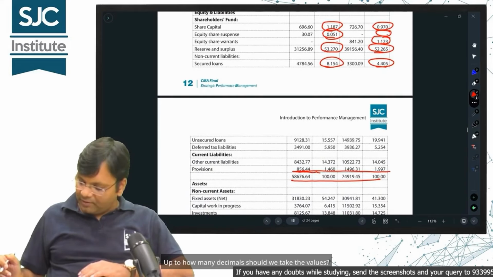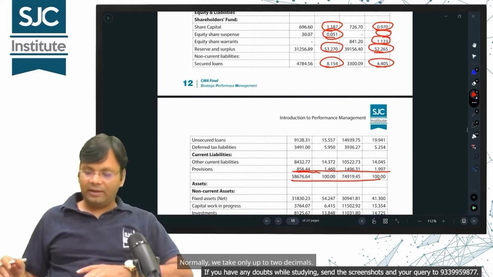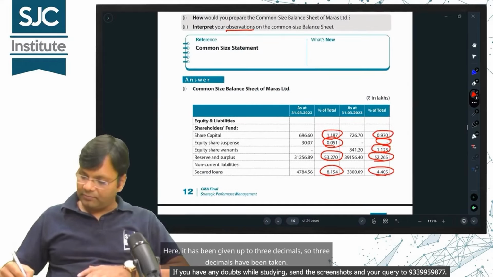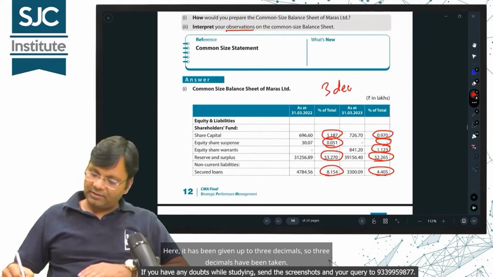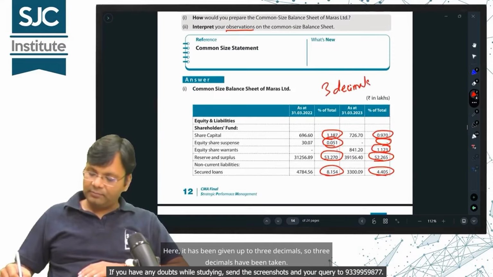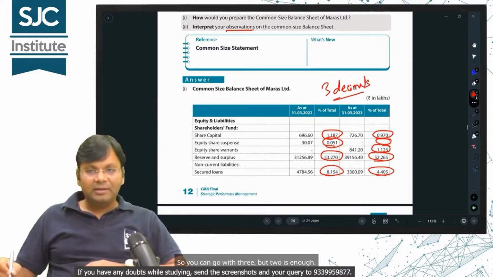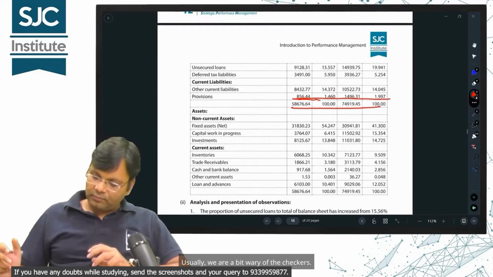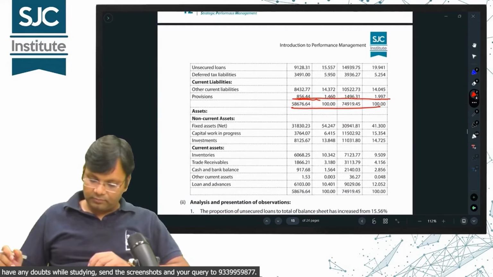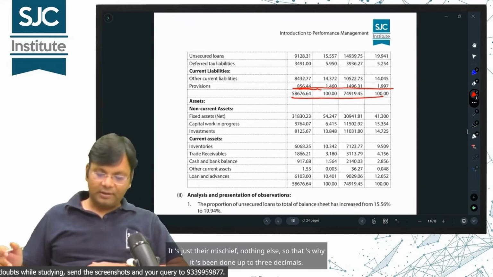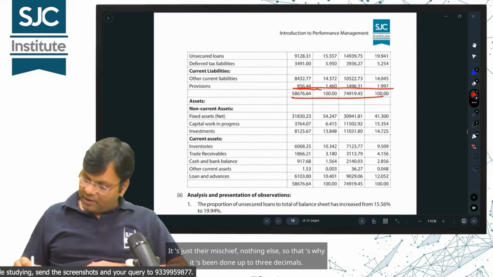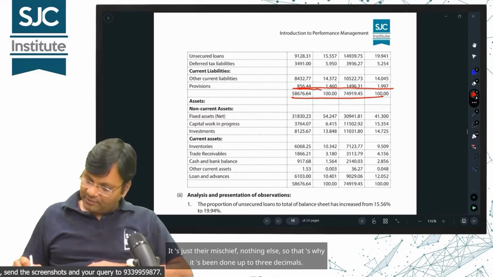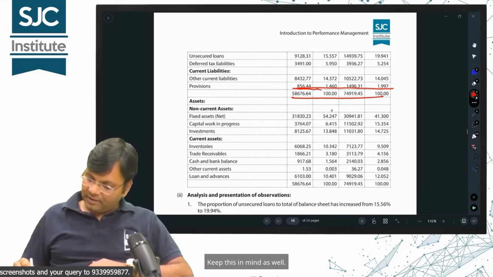Up to how many decimals should we take the values? Normally, we take only up to 2 decimals. Here, it has been given up to 3 decimals, so 3 decimals have been taken. So you can go with 3, but 2 is enough. Usually, we are a bit wary of the checkers. You can't really trust people. It's just their mischief, nothing else, so that's why it's been done up to 3 decimals. Keep this in mind as well.